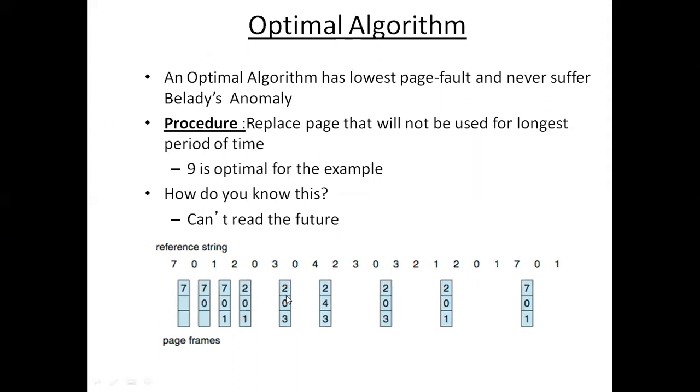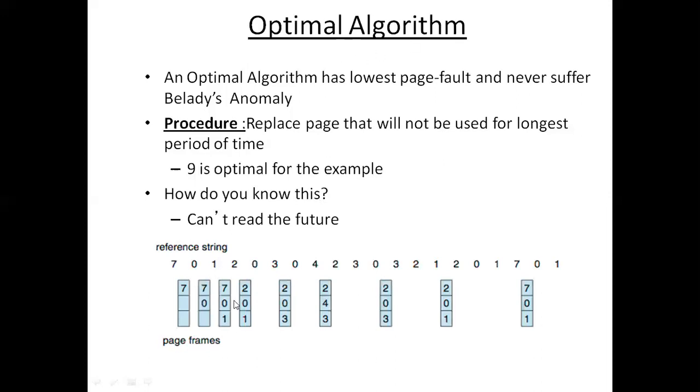So how do you know this? You can't read the future. There is a question of how you know which frame the CPU will ask for. You will really not know, because whenever the CPU is free, it will take up a process and start executing. You will not know the future. So this is a question mark to be answered in the case of the optimal algorithm.